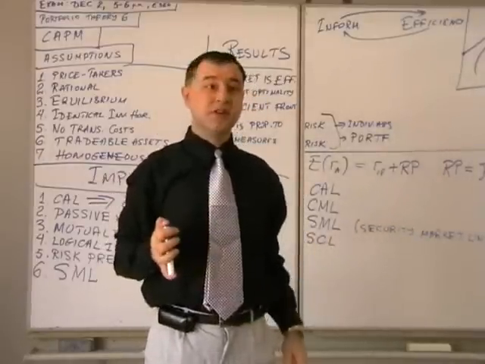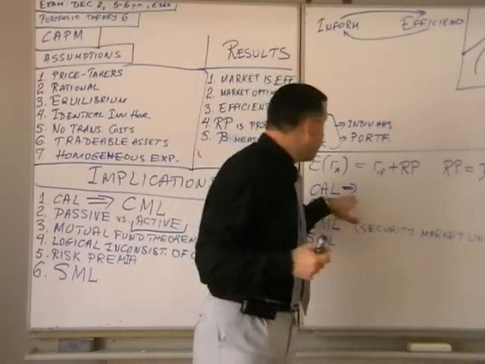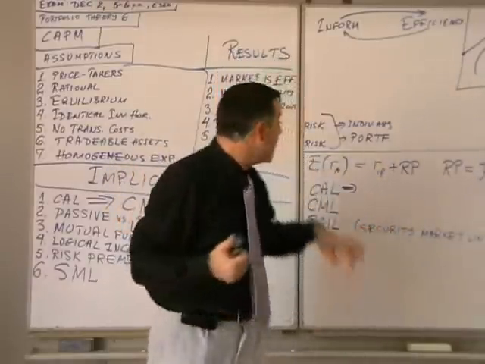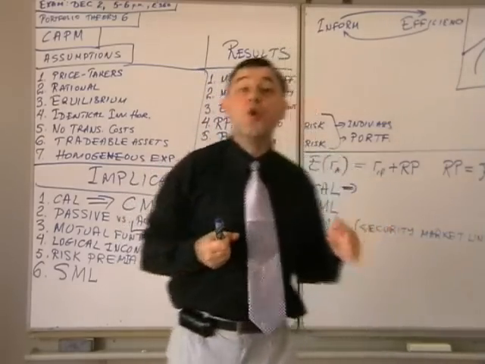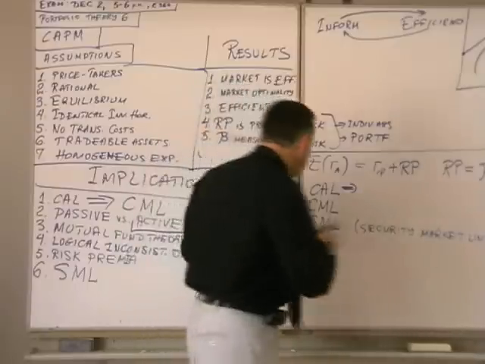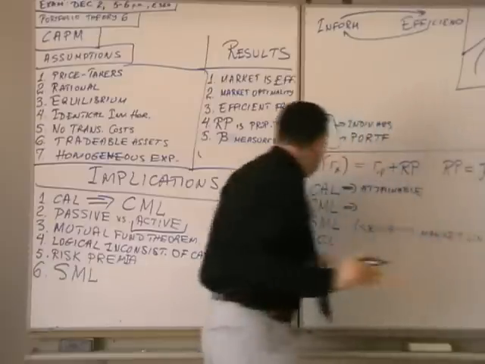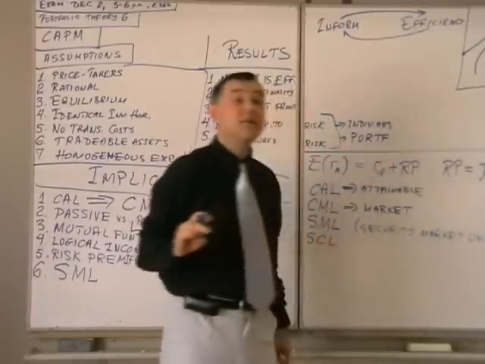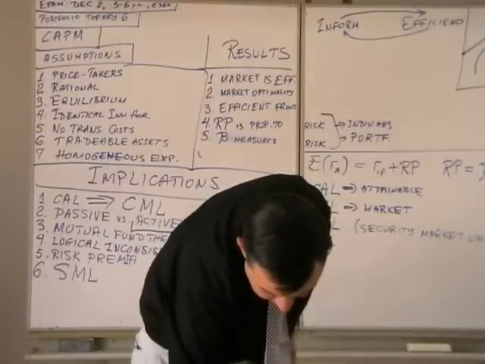The capital allocation line is very straightforward. These are the different types of portfolios that we can simply attain. These are the attainable portfolios. The capital market line is the attainable portfolios where the risky portfolio is the whole market portfolio. Okay, now let's see.